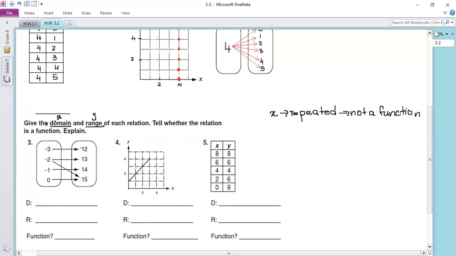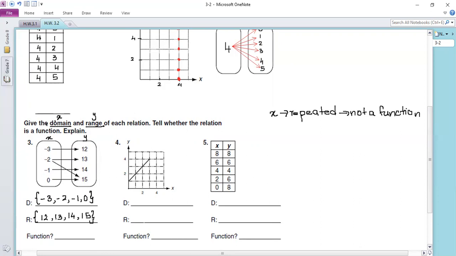Let's see here. So first let's write the domain. What are the values of the domain we have? That means the value of x. So here are all the values of x. So we just need to write them, but then put them inside the curly parentheses or the curly brackets. So this becomes -3, -2, -1, and 0. So these are the values of the domain. Now for the values of the range, these are all the values of range. So again, inside the curly brackets, put that 12, 13, 14, and 15.